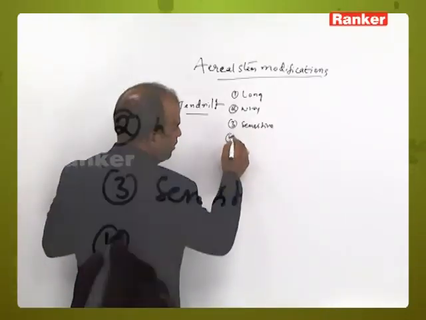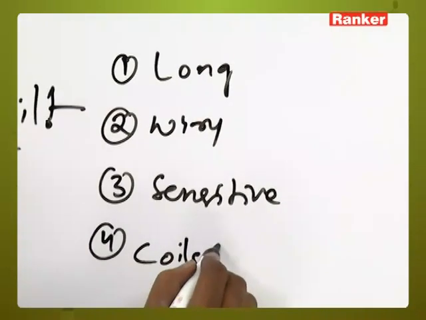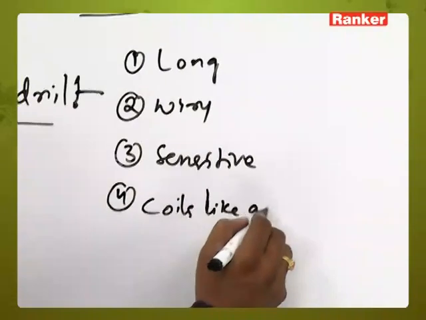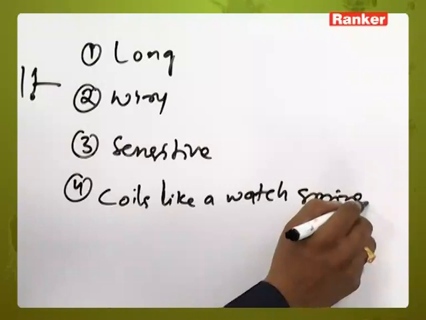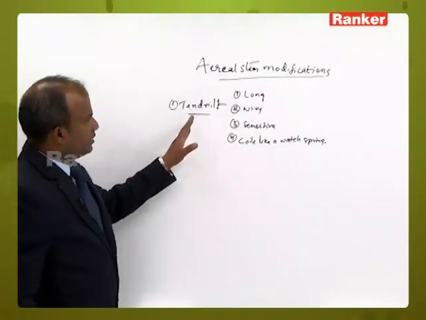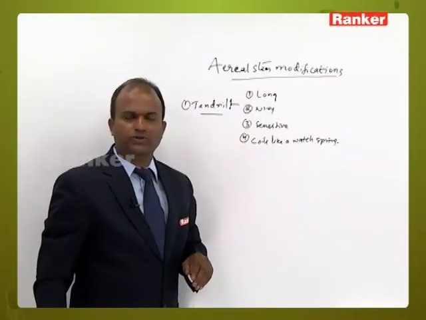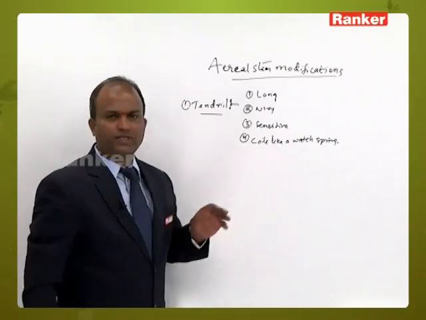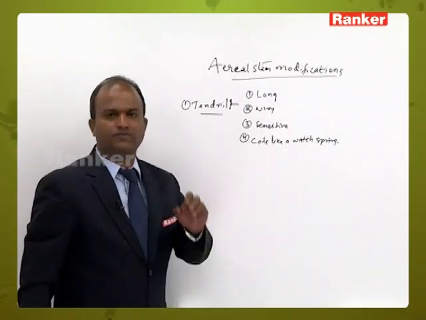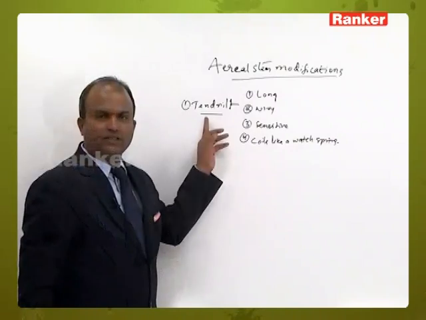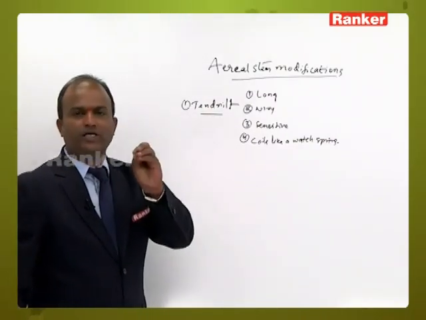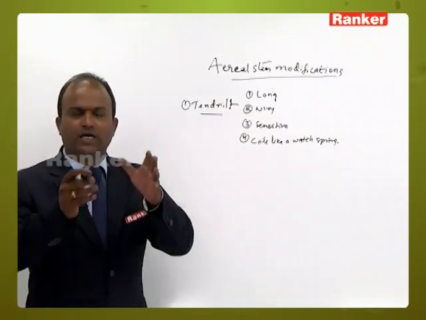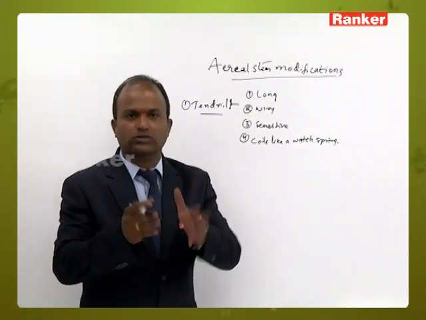and fourth, it coils like a watch spring. So in tendril plants, we can see whether the stems are weak stems or strengthened stems. In tendril climbers, the stem is always weak. That means these stems cannot stand with their own strength.